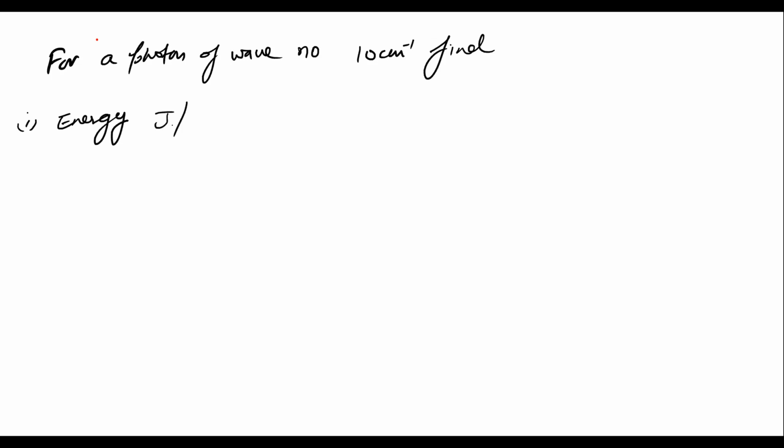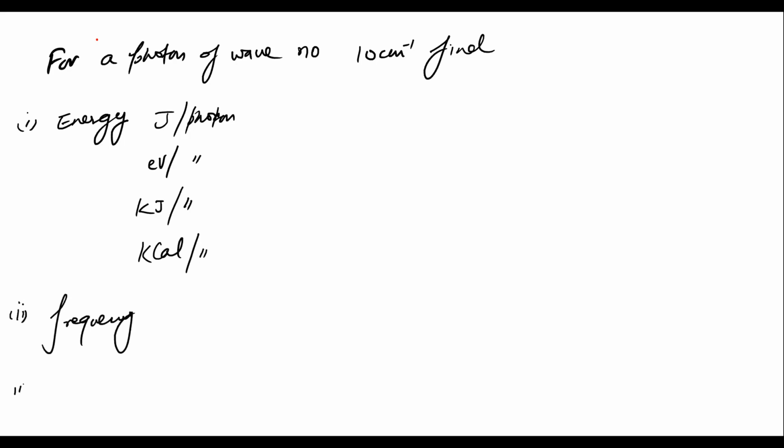We need to find the energy in joules per photon, electron volt per photon, kilojoule per photon, and kilocalorie per photon. Okay. And second, we have to find the frequency, and the third, we have to find the wavelength. Okay. So how will you be able to find this?